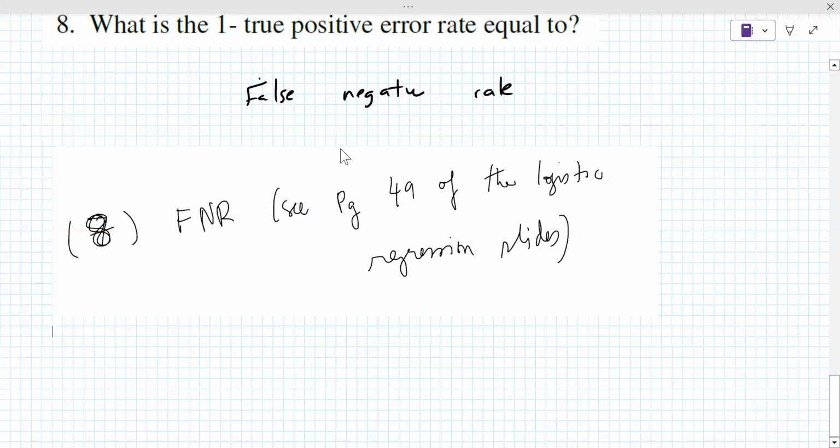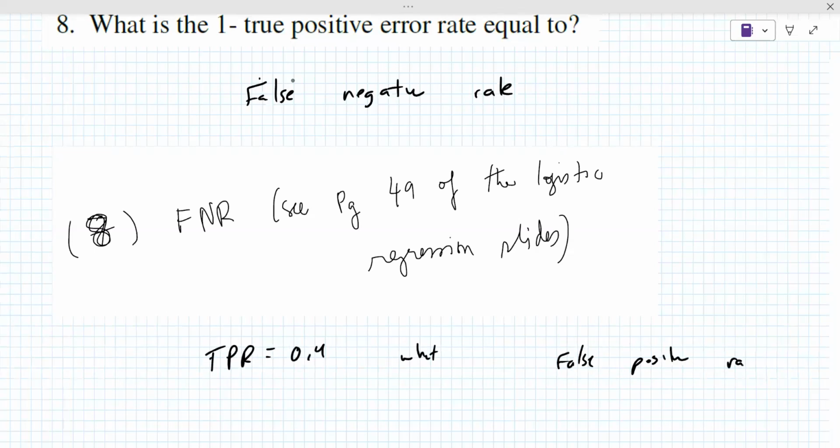What is on page 49 that might be different than anything you just said, or is that it? Yeah, that's what's on page 49. Did he give a numerical example of that? Did he say, if TPR equals 0.4, what is the false positive rate? Let me take a look. I don't think so, but might as well double check.